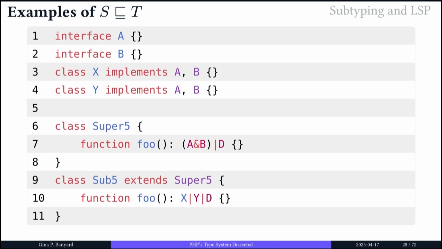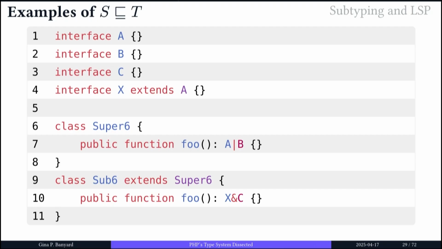Similarly, I have things which are A and B, or I have this other thing D. If you want, you can think of countable and traversable, or an array. Well, if I have 2 specific classes that implement countable and traversable, or an array, that is also a subtype. And finally, this one feels like the more obvious: you have either A and B. X is a subtype of A, so obviously X is a subtype of A, and then I specify it and make it more restricted with C. So that is also a subtype.